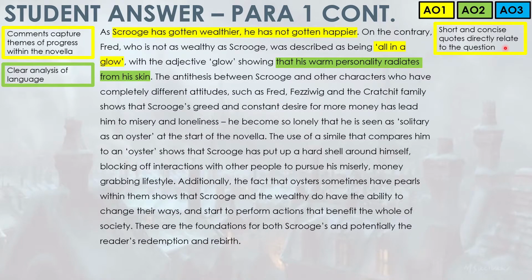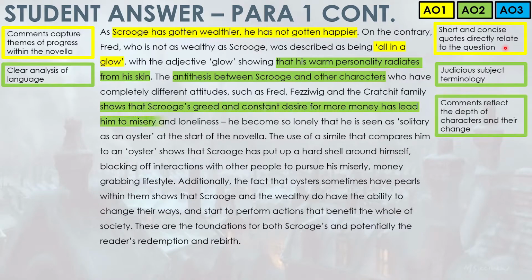That's a very, very good and succinct way of linking that quote. Then we've got this subject terminology of antithesis, meaning clear opposite in the most extreme form, which is very helpful in explaining how you understand the relationship between characters. Then we've got some more AO2 here with these comments reflecting the depth of characters and their change. Shows that Scrooge's greed and constant desire for money has led him to misery and loneliness.